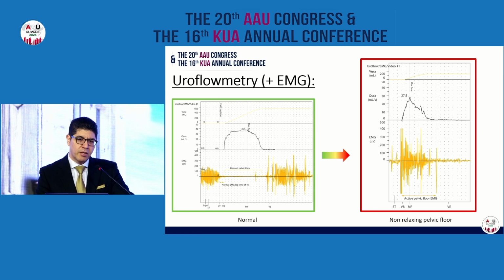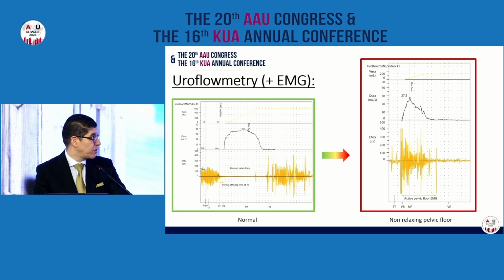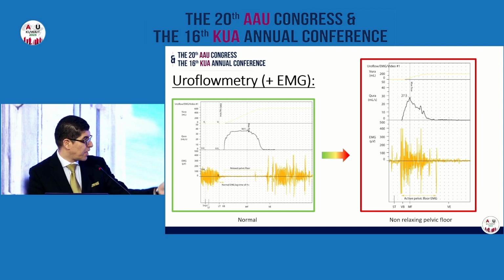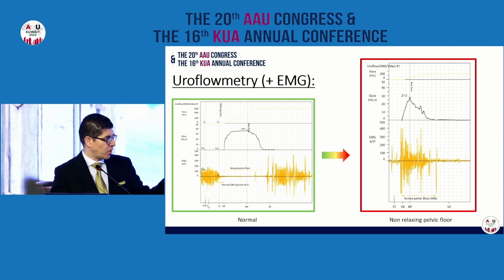Placing the base in a child is not comfortable for them. Sometimes they can be displaced because of the wetting. So we should be very careful also to obtain very good or clear results. In the green squares, this is a normal uroflowmetry with EMG. It is very clear that there is no activity in the pelvic floor muscle during voiding, and there is a lag between the cessation of the activity and the start of the voiding, not more than 4 seconds. This is the standard one.